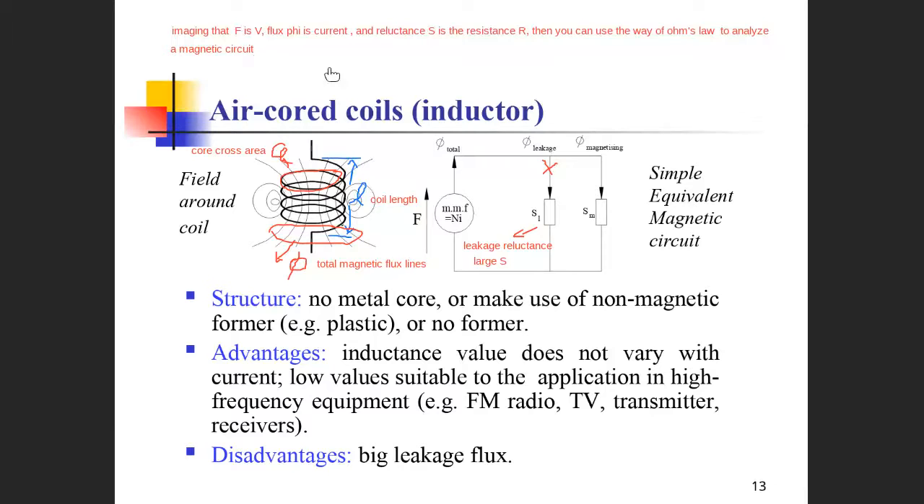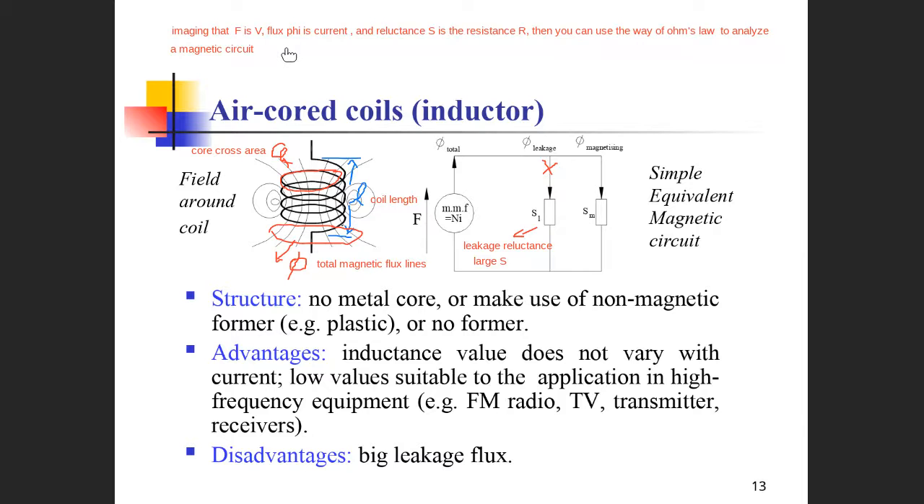So for your memory, I write down these issues. Now imagine that the magnetic force F is like the voltage V, the flux phi is similar to the current, and the reluctance is similar to the resistance R. Then you can use the way of Ohm's law to analyze the magnetic circuit.